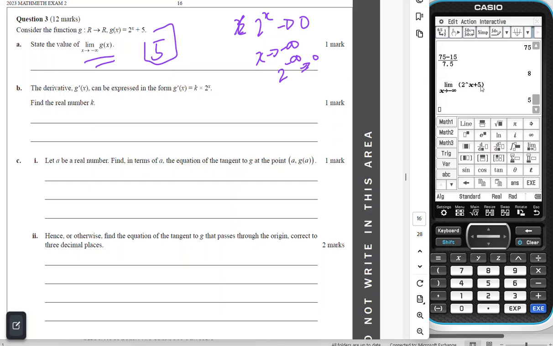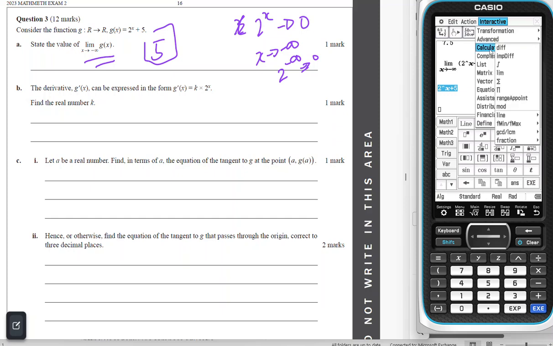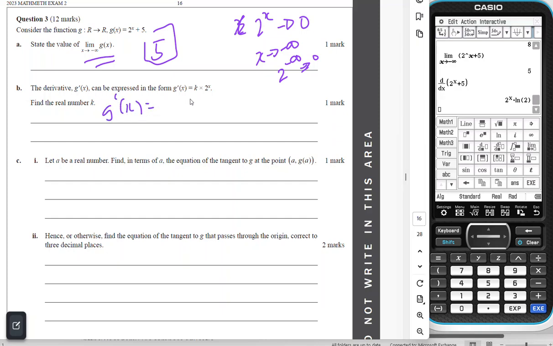So if I'm going to now take the derivative of this, calculate derivative, okay, that gives me g dash of x equals 2 to the x log base e of 2, therefore k equals log base e of 2. The AB real number, find in terms of a the equation of the tangent to that point.